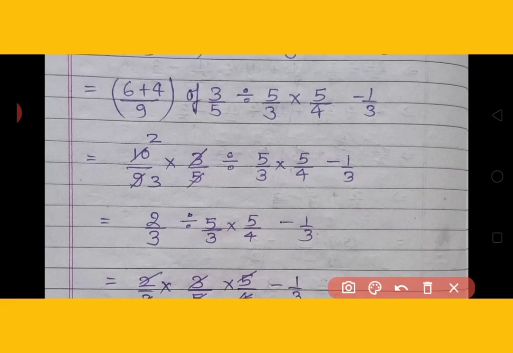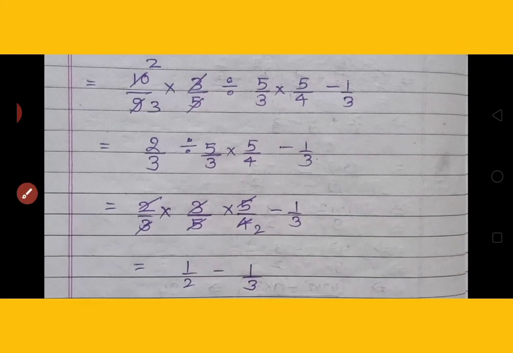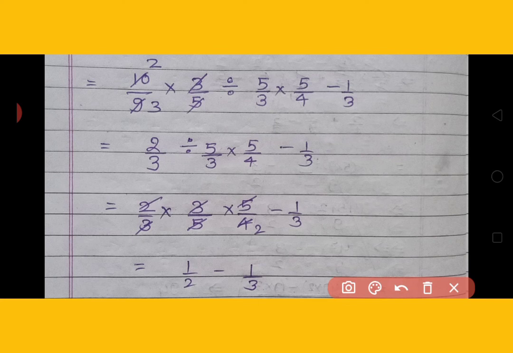So 3 by 5, here change the "of" to a multiply sign, and 9 divided by 3 is 3 times, and 10 divided by 5 is 2 times. So it remains only 2 by 3. 2 by 3 divided by 5 by 3 multiply 5 by 4 minus 1 by 3. So as you know that in fractions, the number which is present on the right side of the division sign will be reciprocal.